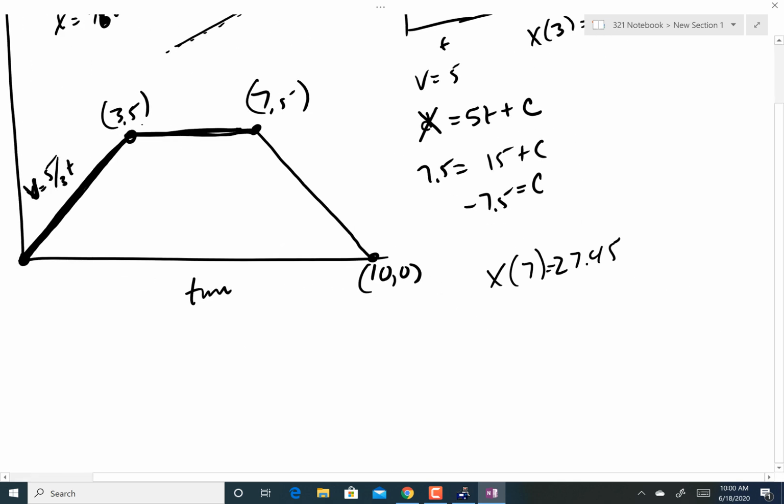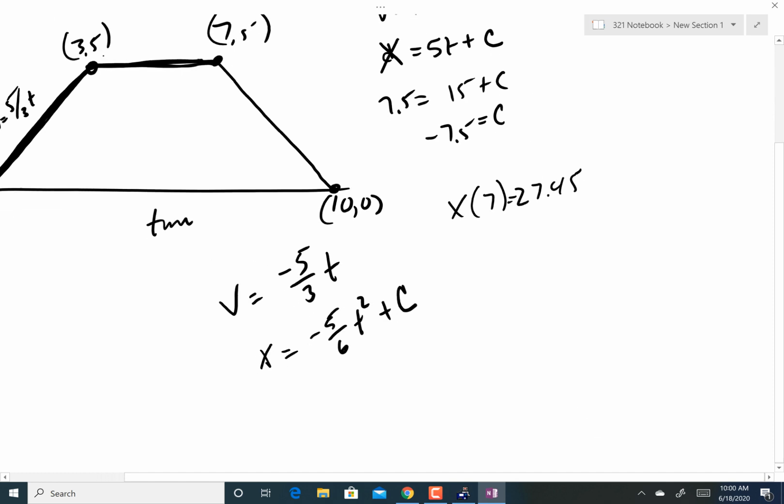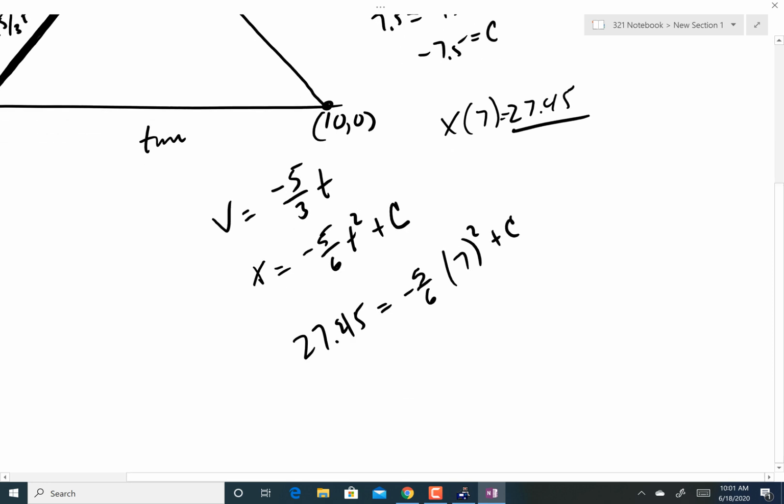And then what do I have? Well, this is a negative slope over here. I go negative 5/3. It is the mirror image of the other side. So then I would have x equals negative 5/6 t squared plus a constant. What would that constant be? Well, that constant would be this guy when t is equal to 7. Now, a couple ways to do that. Sometimes, and I'll probably show it to you later, I would just do a translation of the function. It's the same function, just translated over. I don't think I want to do it this time.